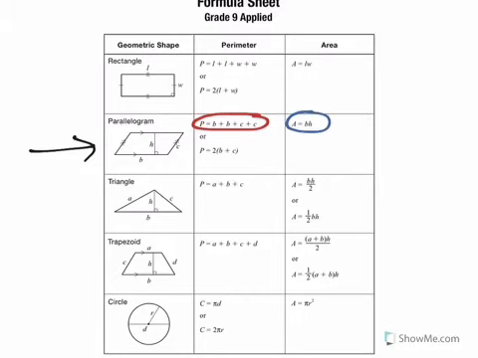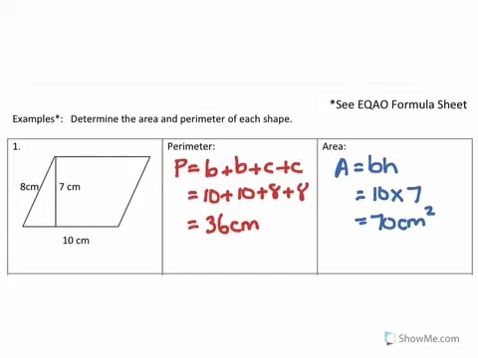It's A, which is area, equals the base B times H, the height. Okay? So the height is never this one because it's slanted. No, it's the one that is at a right angle with the base. Okay? So let's use those two formulas and then we will calculate the perimeter and the area.